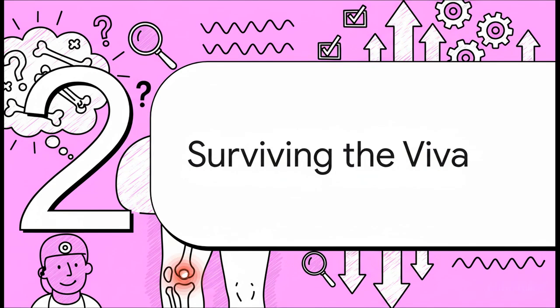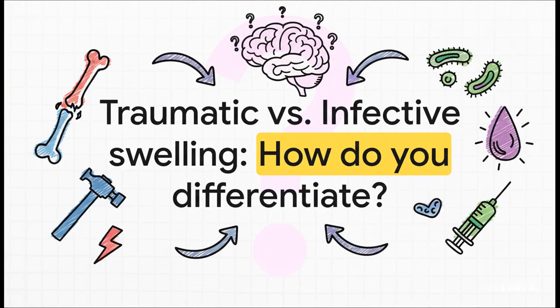Now comes the Viva, where the examiner really tests if you know your stuff. So let's get you ready for some of those classic questions. Now, this is a bread and butter question. You'll get this one a lot. The examiner is checking if you can compare and contrast 2 very common, very acute presentations. So take a second. How would you structure your answer?